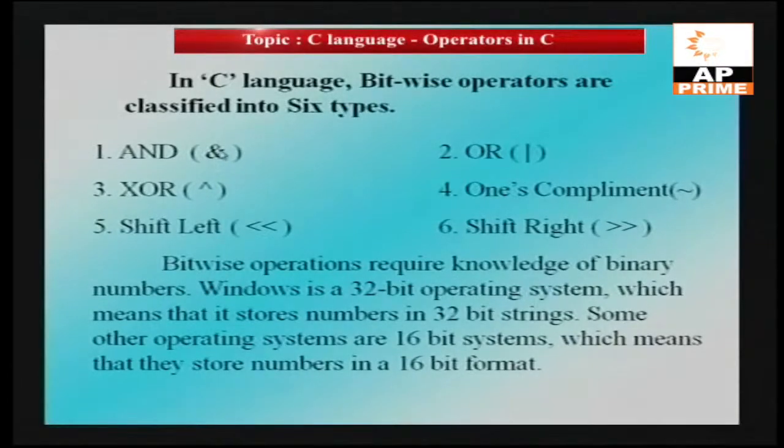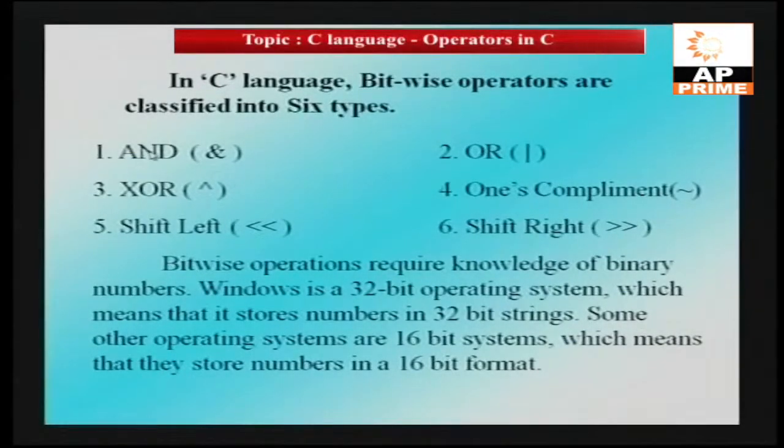What is the symbol of bitwise AND? Single ampersand. What is the symbol of bitwise OR? Single pipe. What is the symbol of exclusive OR? Cap symbol or caret. What is the symbol of ones complement? Tilde symbol. What is the symbol of left shift? 2 less than. What is the symbol of right shift? 2 greater than symbol.